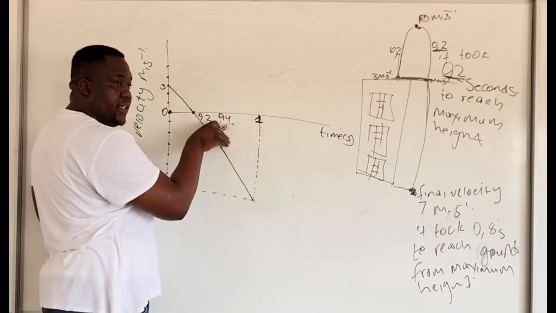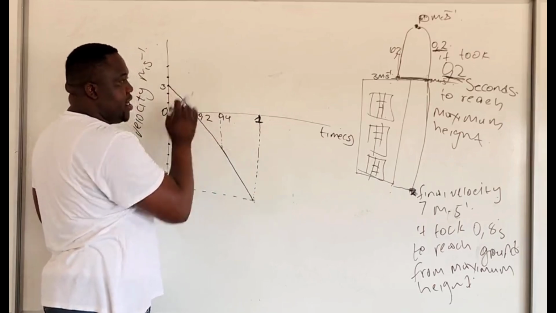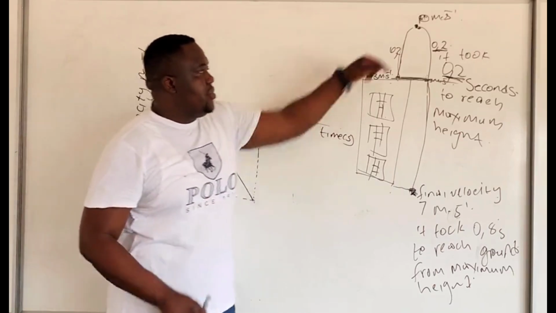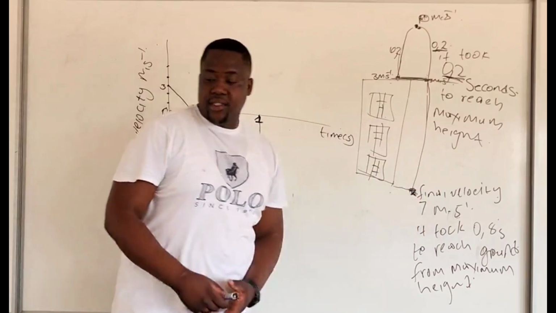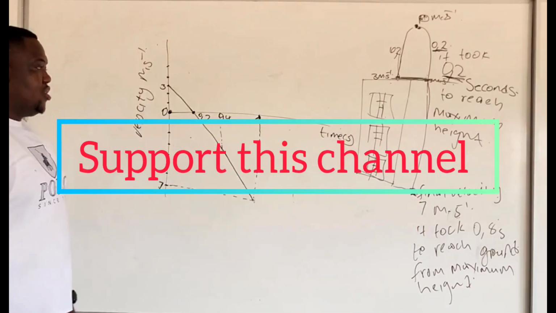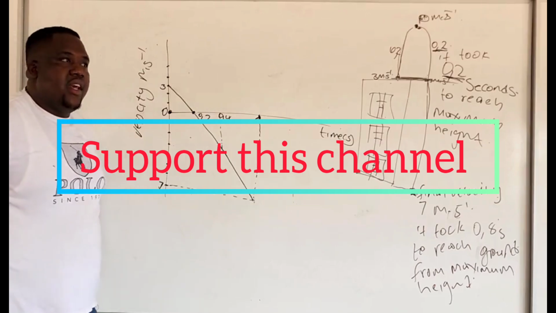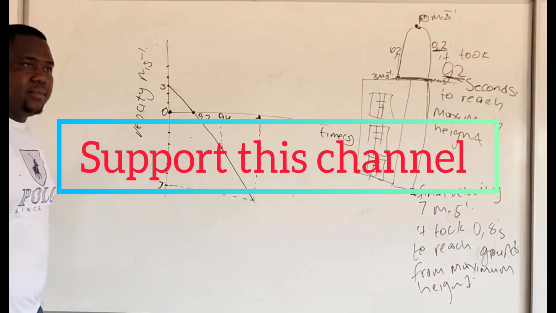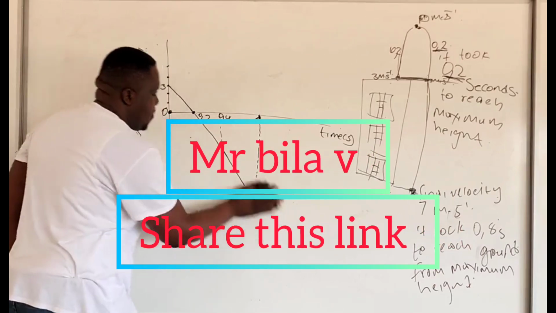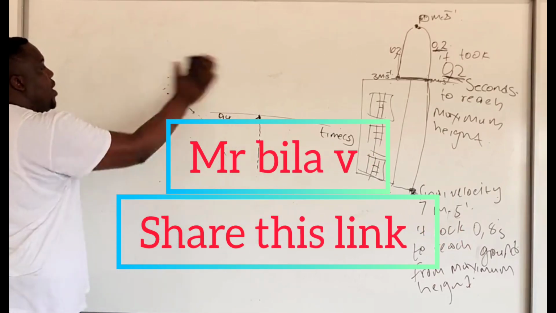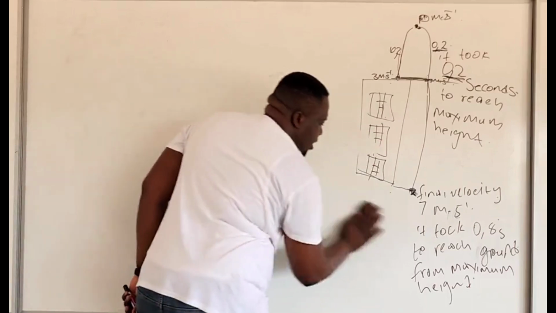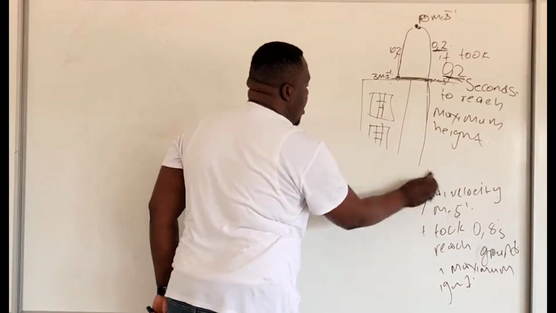And you can see that this side is longer than this side. Why? It's because we know that as the object is moving down, velocity will be increasing. Okay, that is another scenario. This is a velocity time graph.